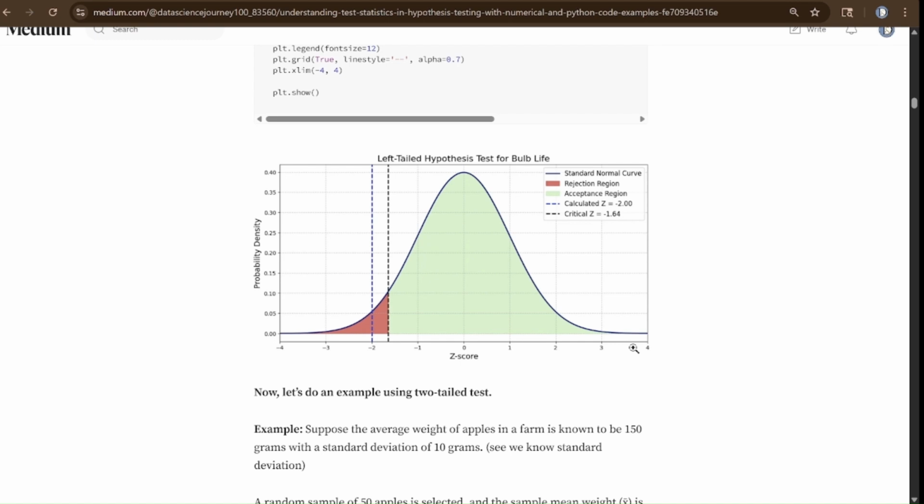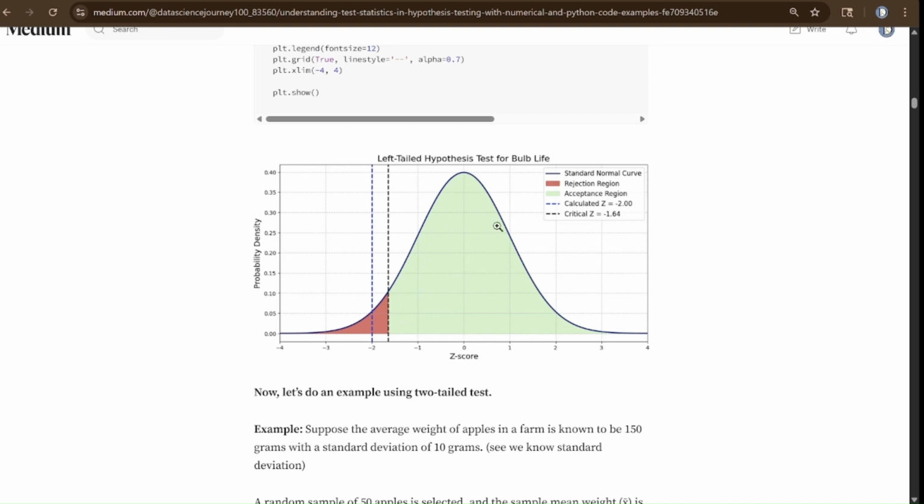Just take an example. Let's say you have discovered a new drug and you just want to check whether the new drug reduces recovery time or not. Okay, so you are just checking whether it reduces or not. You are not checking whether it is increasing or not. Okay, so only one part.